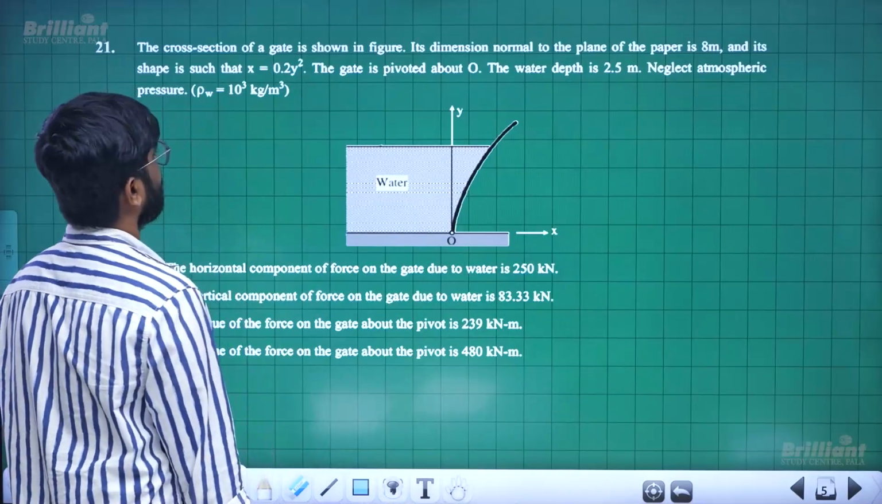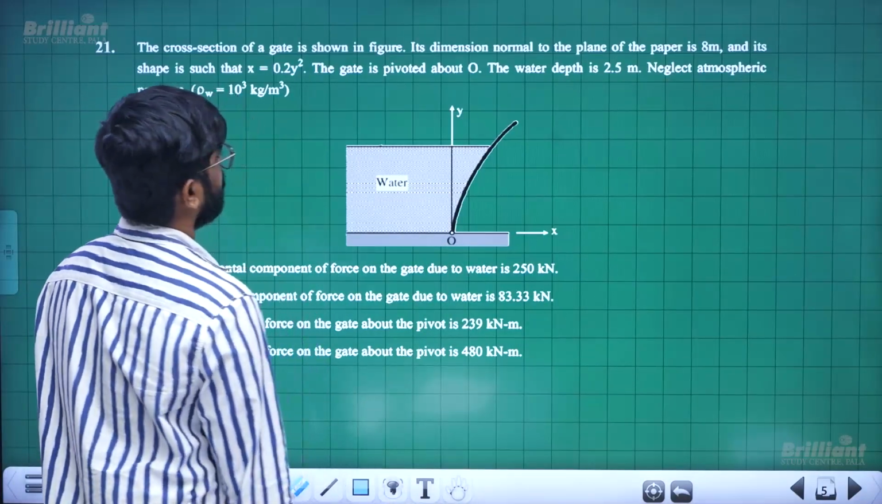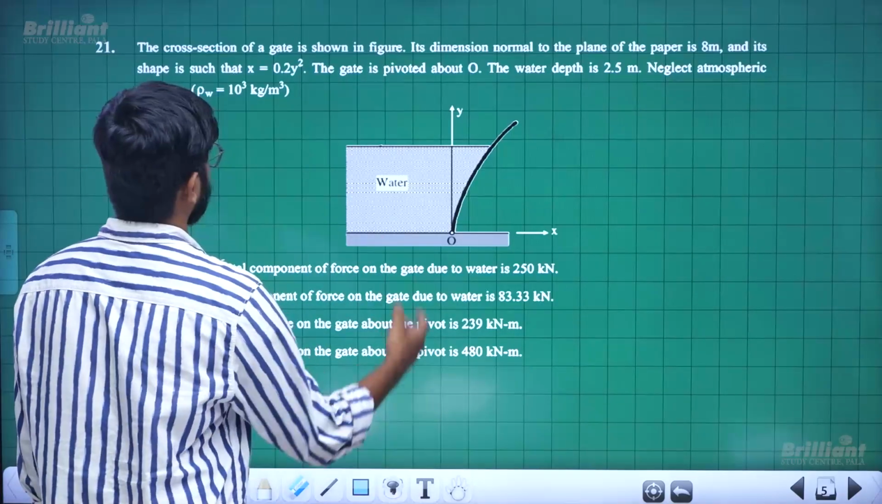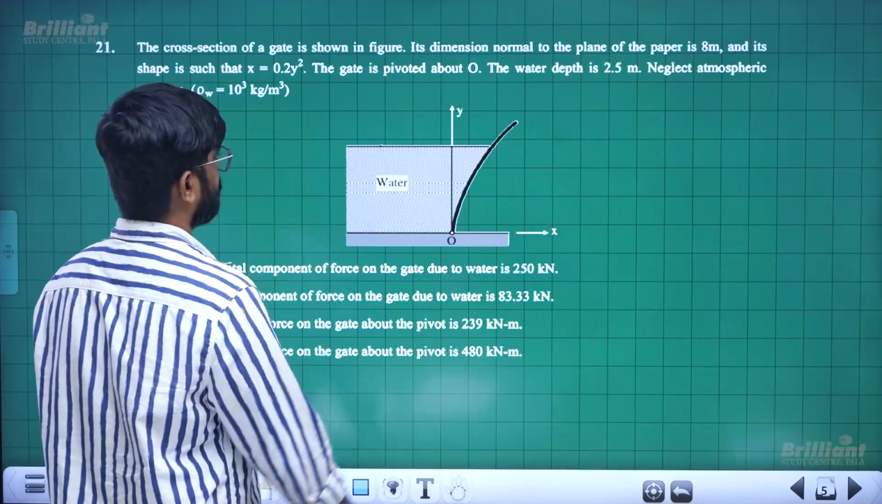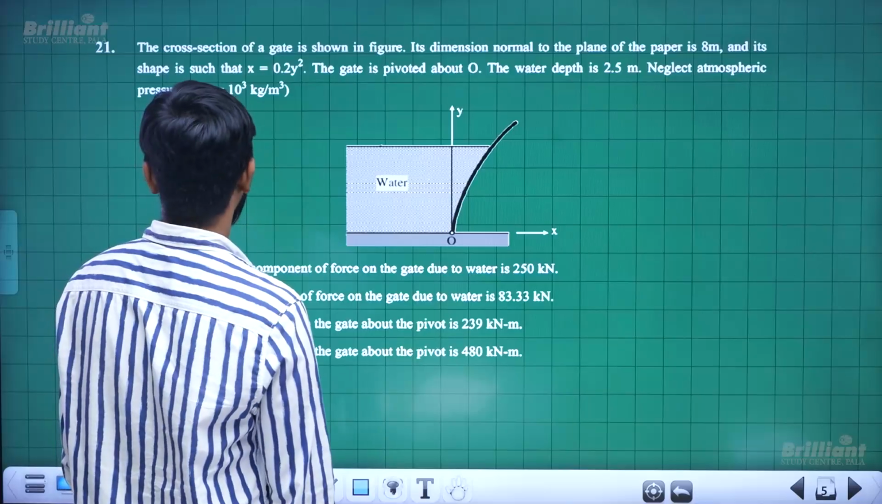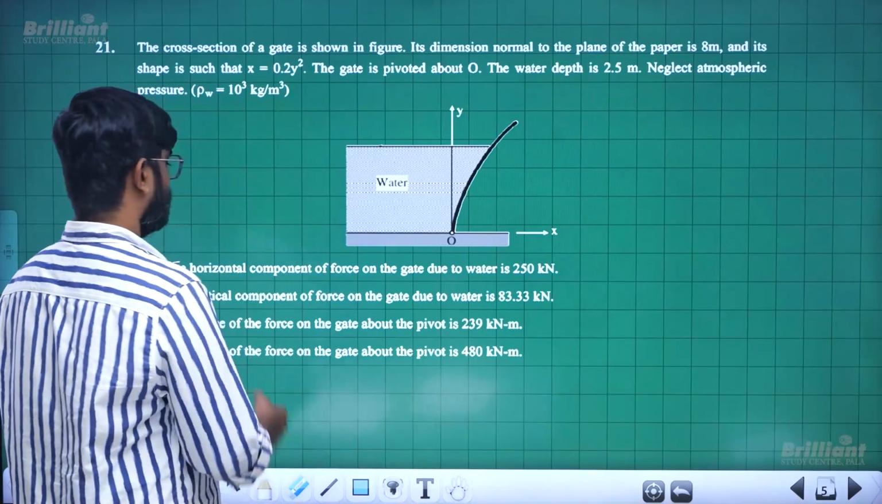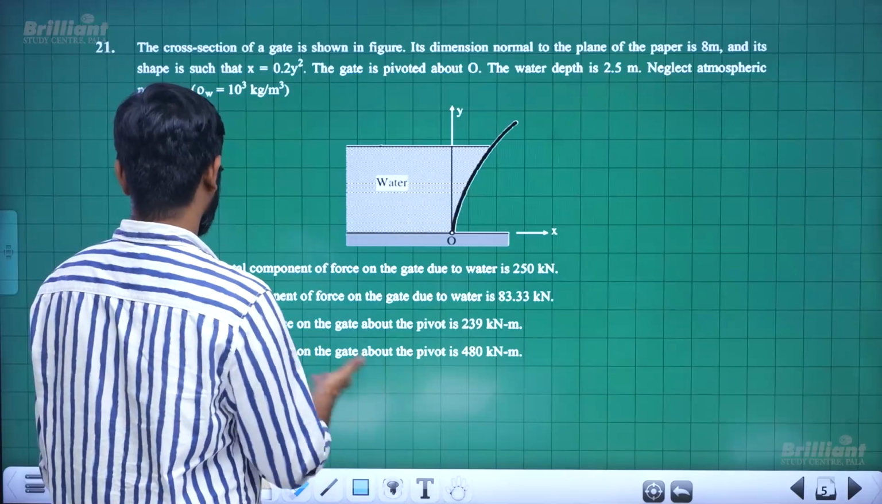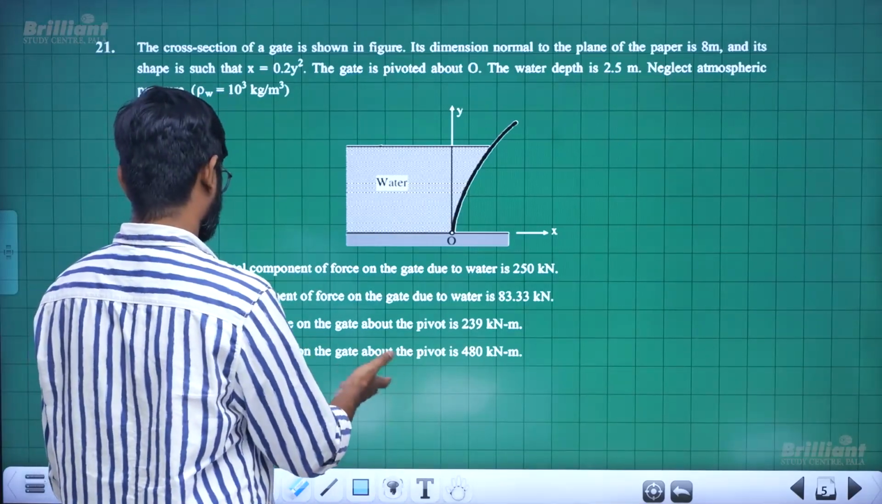The cross section of a gate is as shown in the figure. The dimension normal to the plane of the paper is 8 meter and the shape is x equals 0.2 y square. The gate is pivoted at O. Water depth is 2.5 meter. Neglect the atmospheric pressure. Then find the horizontal component of force acting on the gate due to water, the vertical component of force, and the torque of the force on the gate.